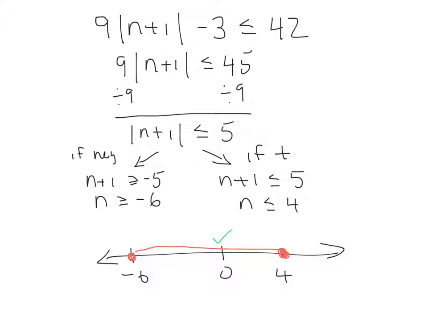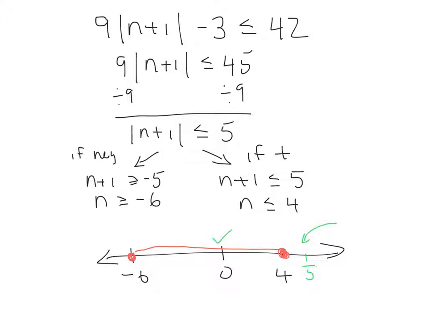So 0 works, and we could try a number of other numbers. But for example, it would be worth trying 5, because that's out here. If we try 5, 5 is out here, and it should not work according to our conclusion. So let's check it. If we put in 5 for n, 5 plus 1 is 6. 9 times the absolute value of 6 is 6. 9 times 6 is 54. 54 minus 3 is 51, which is not less than or equal to 42. And you could also find that something less than -6, like -10, does not work.